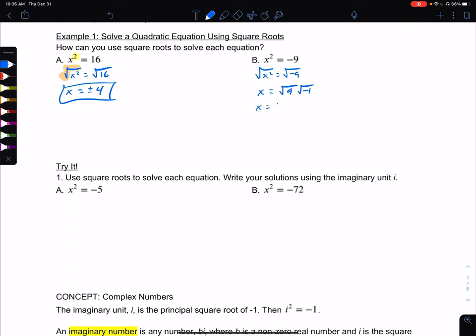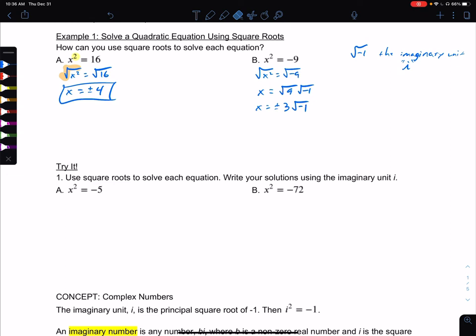The square root of 9, in this case, we're looking at positive and negative 3. And then we're going to leave the square root of negative 1 there for a moment. Now, that square root of negative 1, that's the imaginary unit known as i. Anytime you have the square root of negative 1, we're going to replace that with i.